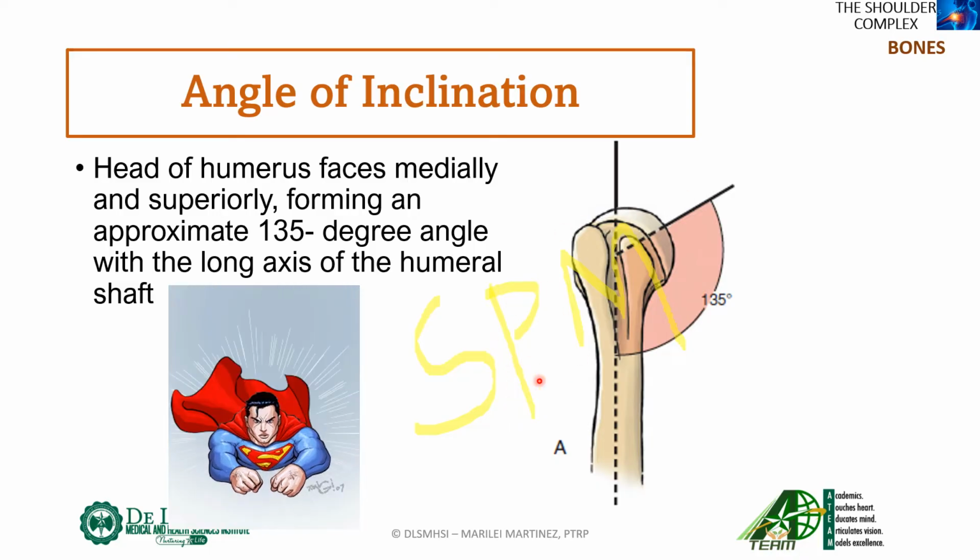For the posteriorly, you can correlate it with the retroversion of the humeral head, which was discussed in the previous slide. So again, angle of inclination, the head of the humerus is oriented superiorly and medially, forming a 135-degree angle in relation to the long axis of the humeral head. So again, orientation of the head of the humerus is superiorly, posteriorly, and medially oriented.